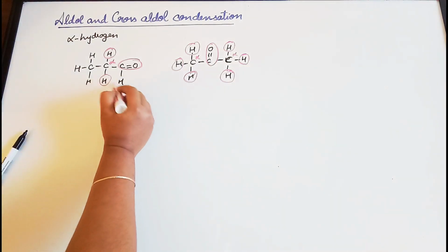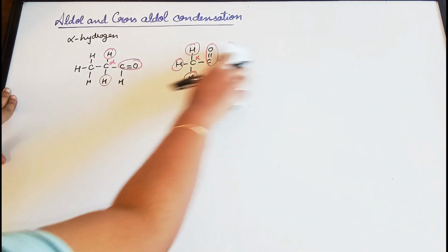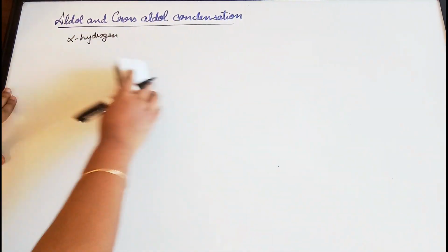In the case of an aldehyde, this is not an alpha hydrogen. It's the one which is attached to the alpha carbon atom that is considered the alpha hydrogen. And aldol and cross-aldol condensation involves the alpha hydrogen. So we'll start with aldol first.